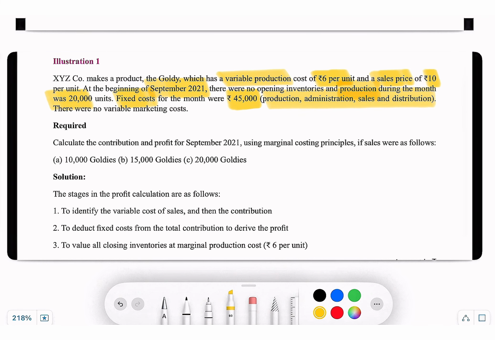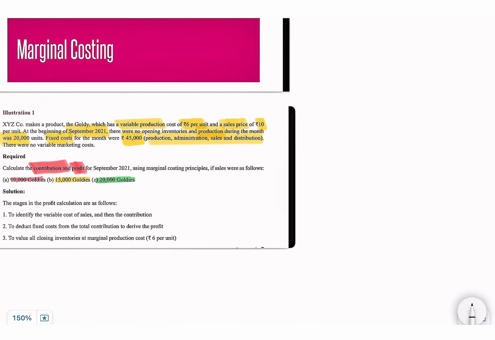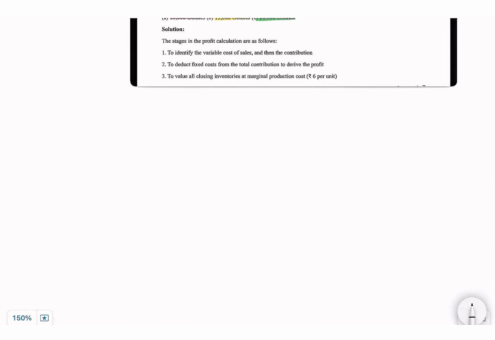Okay, now you have to find the contribution and profit by using the marginal costing principle. They have given different sales. First sale, they have given 10,000 goldies, second sale 15,000 goldies, and third sale 20,000 goldies. So now we have to do accordingly. Now let's see what is given in the question and how we have to solve. I'm solving the question here, a solution here, okay?